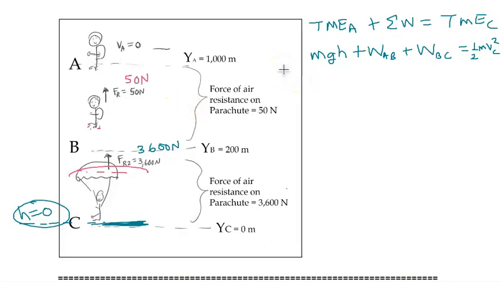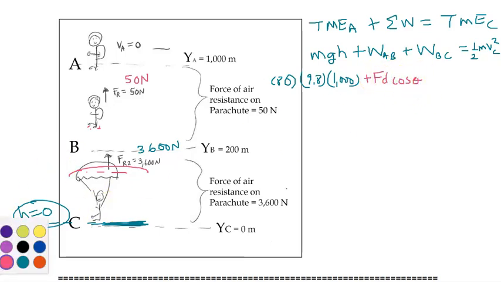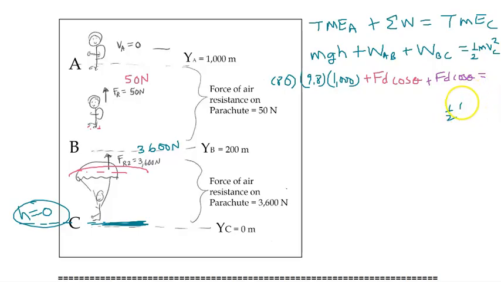Okay. The mass of the person is 80 times 9.8 times 1,000 meters. Okay, and then we're going to do plus the work done from A to B. So FD cosine theta 1 plus FD cosine theta 2 equals 1/2 mv squared. So 1/2 80 times what we're looking for squared.